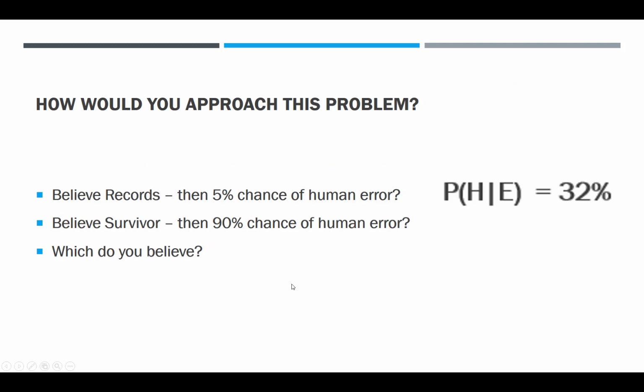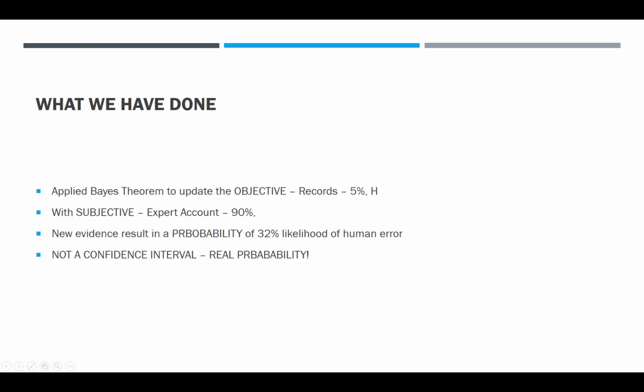So this is exactly where Bayes shines. The truth lies in the middle, as it often does. Was the valve open? Yes, with a 32% probability. That is your conclusion as an analyst in this scenario. What we've done here is apply Bayes' theorem to update the objective records, 5%, with a subjective expert account of 90%. We've applied the experiment to the subjective probability, and we've gotten a 32% likelihood of human error. And again, this is not a confidence interval. This is real probability.